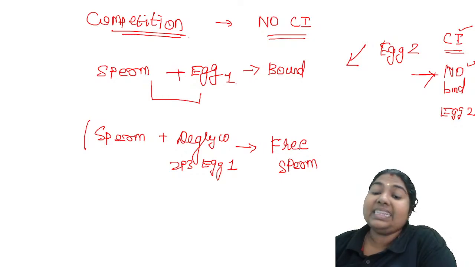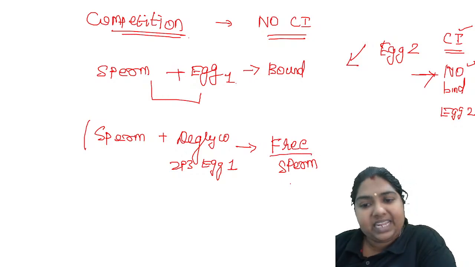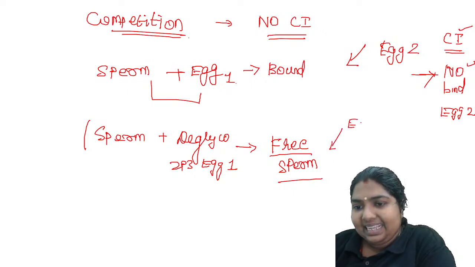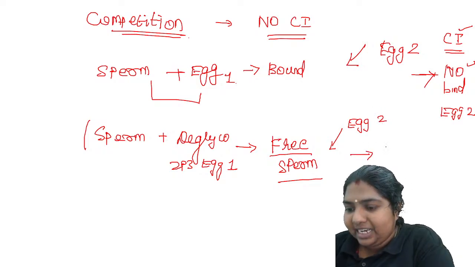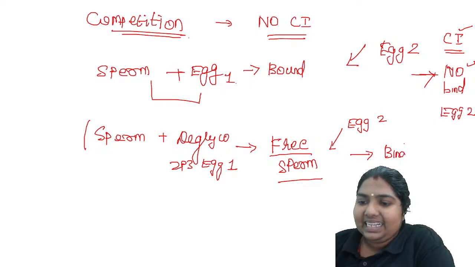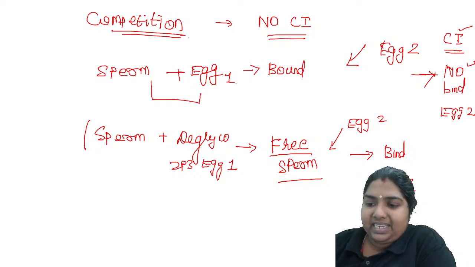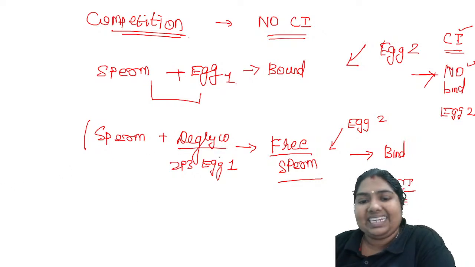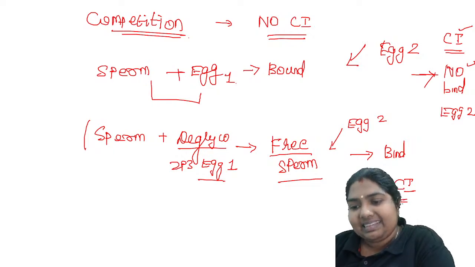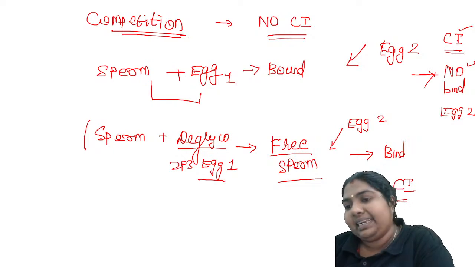Whenever there is going to be a free sperm, now you are going to add this egg too. This is going to bind. If it is binding, there is no competitive inhibition. That is what they ask. So the correct answer is the deglycosylated egg. It will only result in no competitive binding.